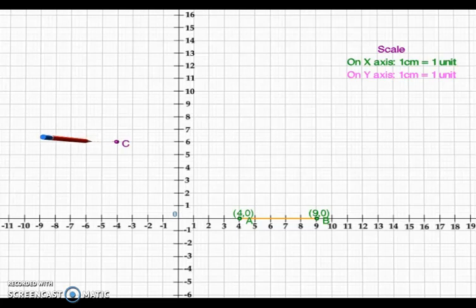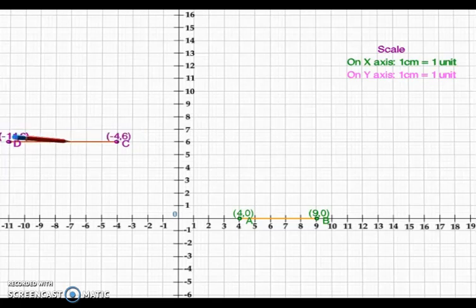Let us mark a point C, mark another point D. Let us write the coordinates. C is minus 4, 6 and D is minus 11, 6. Now let us find the distance between the points C, D.